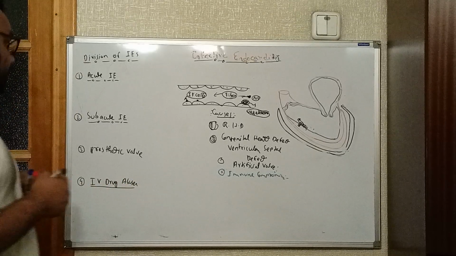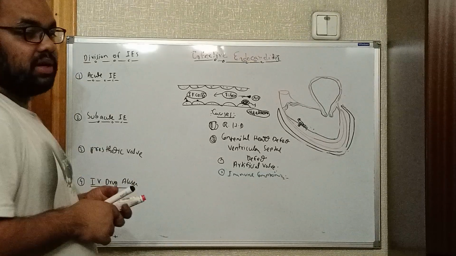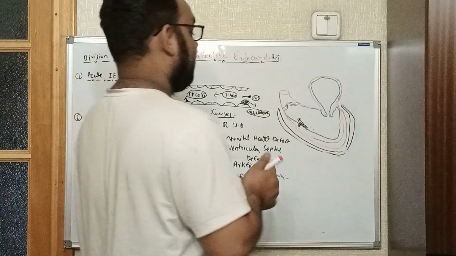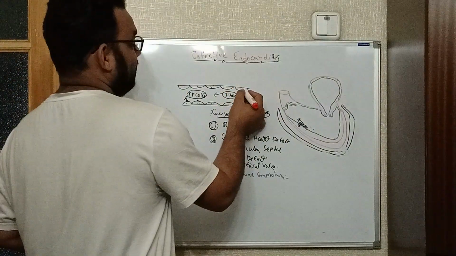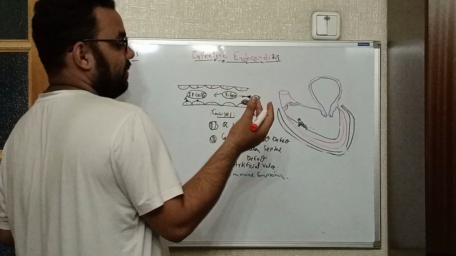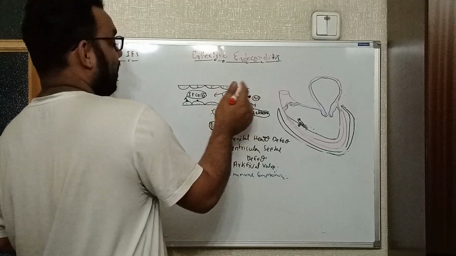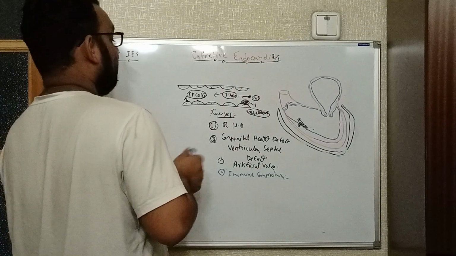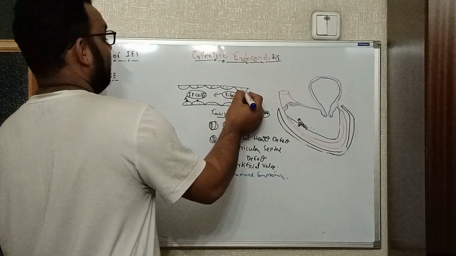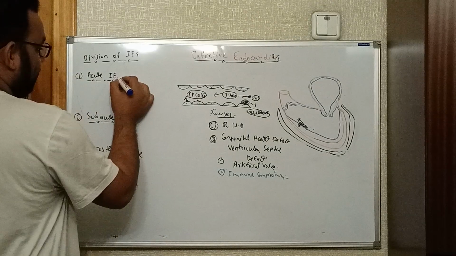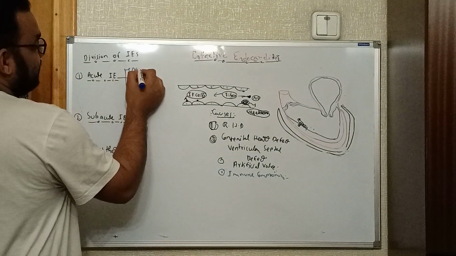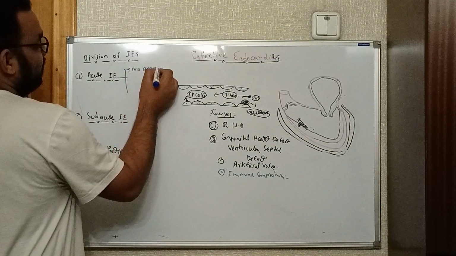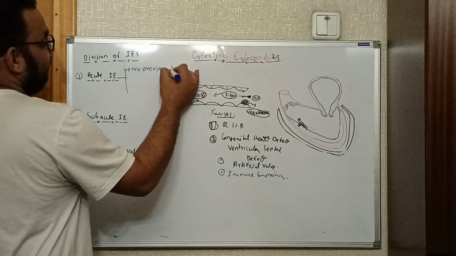First things first, I will go through the acute infective endocarditis. For example, this endocardial lining or endothelial cellular lining is normal. There was no previous damage. So if the damage occurs for the first time, that is considered acute infective endocarditis. So we can write down the features of acute infective endocarditis: no previous damage.